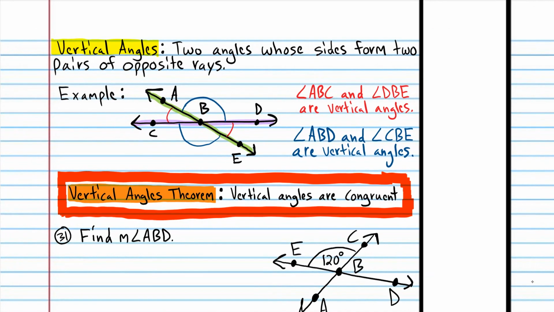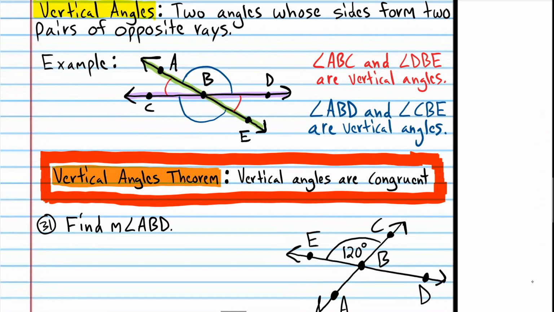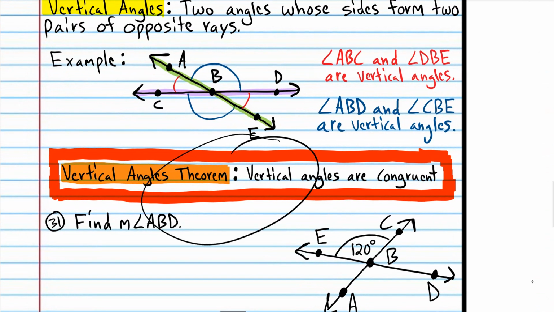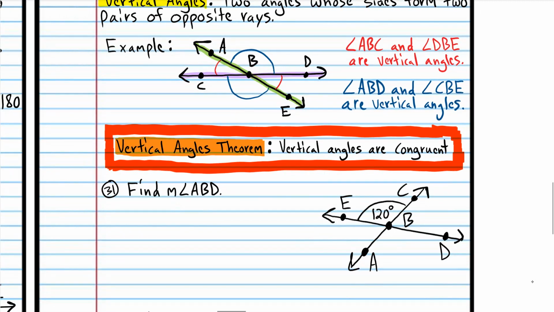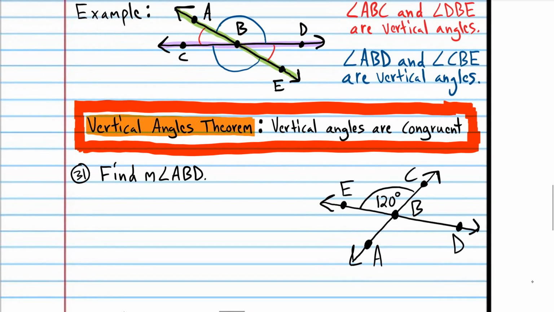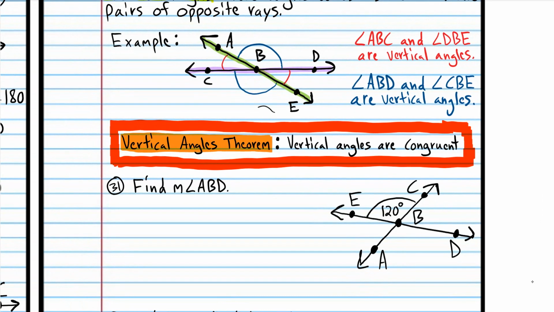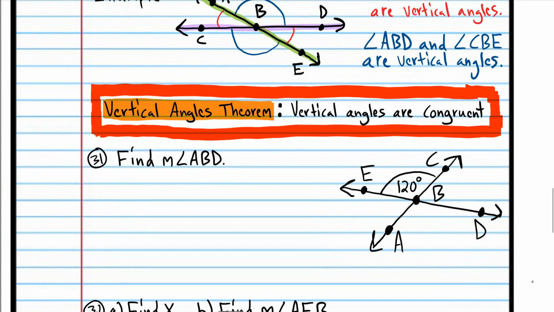Now, we have a theorem called the vertical angles theorem. This is actually our first theorem that we're learning. Remember, a theorem has to be proven. Now, we're not going to show the proof for this in this class, but we may go over it when we cover proofs in a week or so. You would definitely have to show why this is true. If you really wanted to prove that this is true, you'd have to give it an explanation with definitions and postulates and possibly theorems, and so on and so forth.